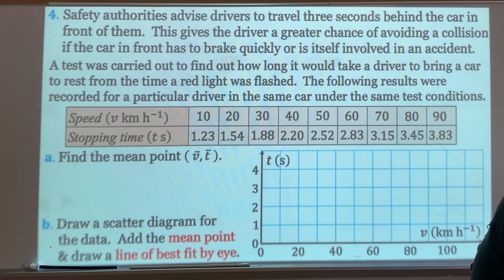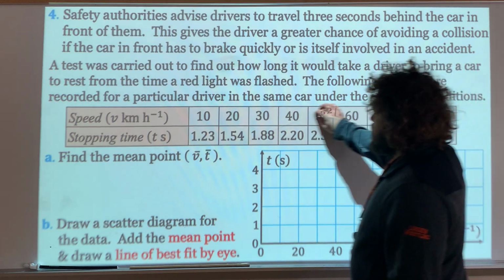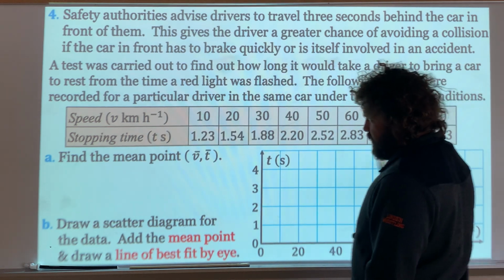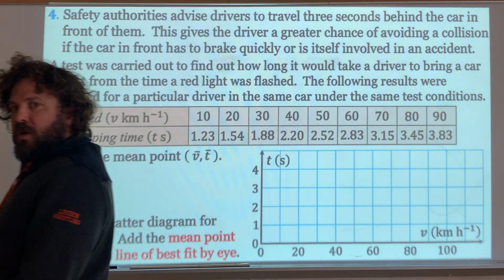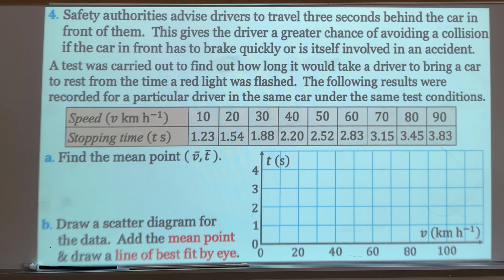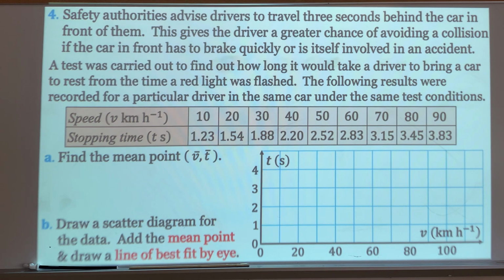Find the mean point. So to find the mean point, you can add all these numbers and divide by the number there is, or you can use the calculator. I will let you choose which way you want to do it. I'm going to do it in the calculator, just because I'm going to show you how to do it both ways. Let me see what's quicker. I'm going to do it this way, and then we'll race if you do it the other way, and we'll see who wins.